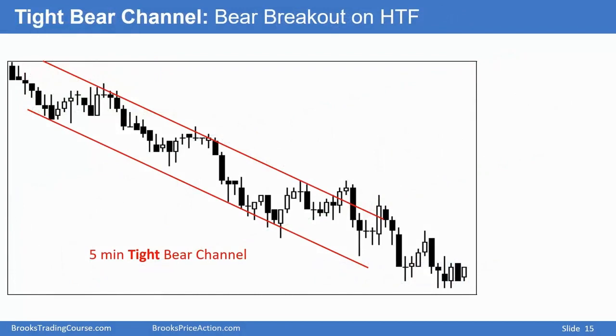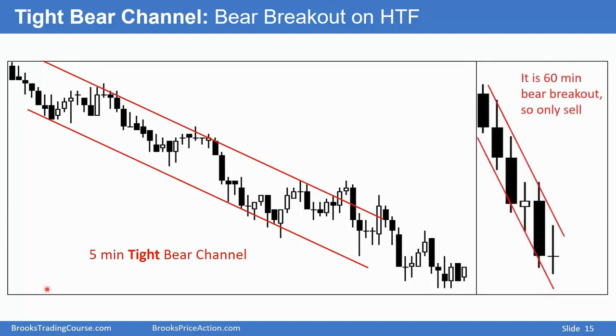This is a bear channel, and it's tight. The pullbacks are brief, only lasting a few bars, and they do not go up very far. On a high enough time frame chart, a tight channel like this is simply a breakout. This is a 5-minute chart. Here's a 60-minute chart, and it's a breakout.